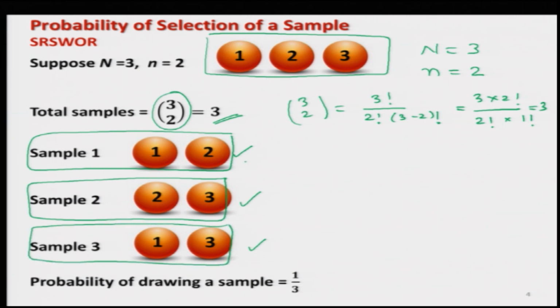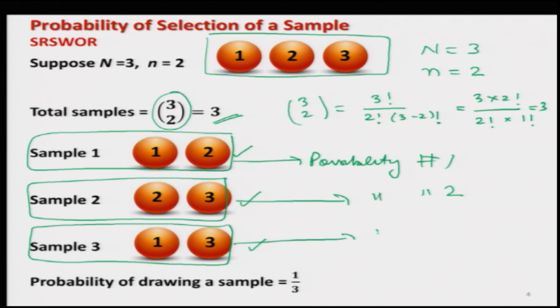And out of this is possibility number 1, this sample is possibility number 2, and this is possibility number 3. And that is why the probability of drawing any of these samples 1, 2 or 3 is 1 by 3. So, this is what I meant when I say the probability of choosing a sample.